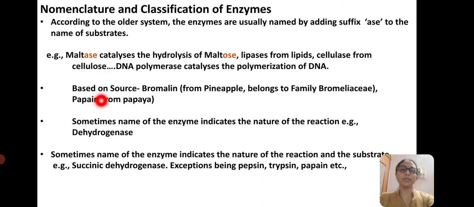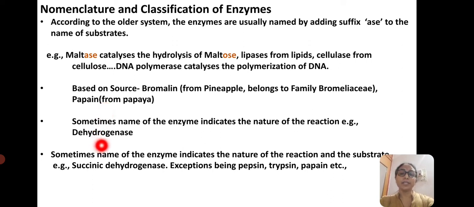Also, at older times they used to name some enzymes based on the source from where the enzyme is obtained. For example, bromelain is the enzyme obtained from pineapple, which belongs to family Bromeliaceae, and papain, whose source is the papaya. So based on the source also they used to name the enzymes. This is also an older system of classification.